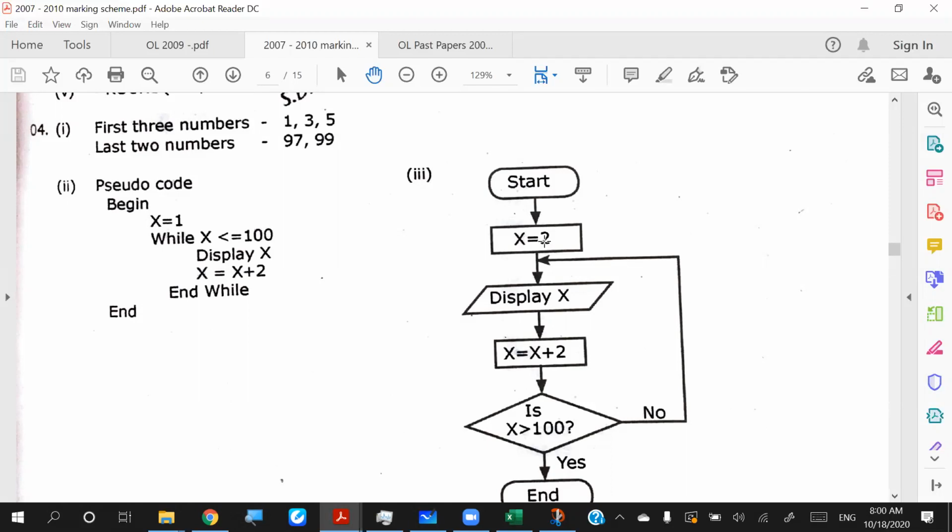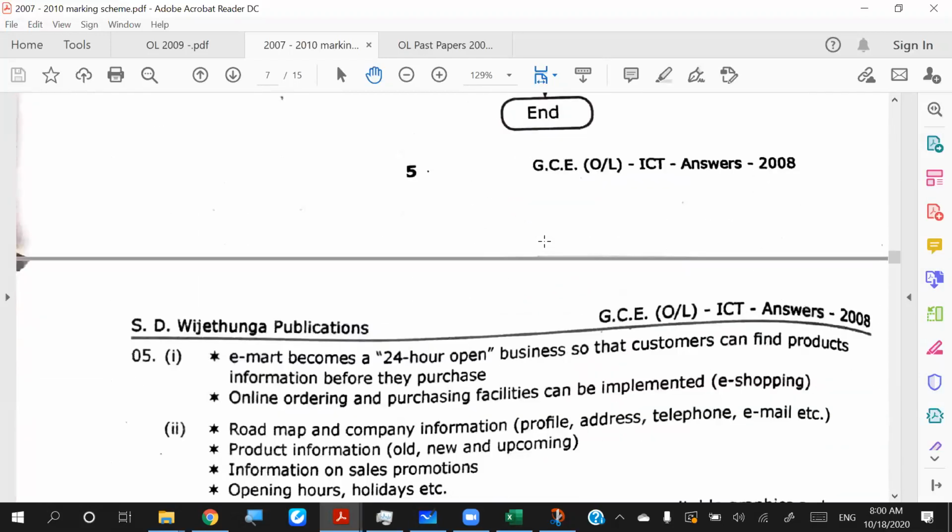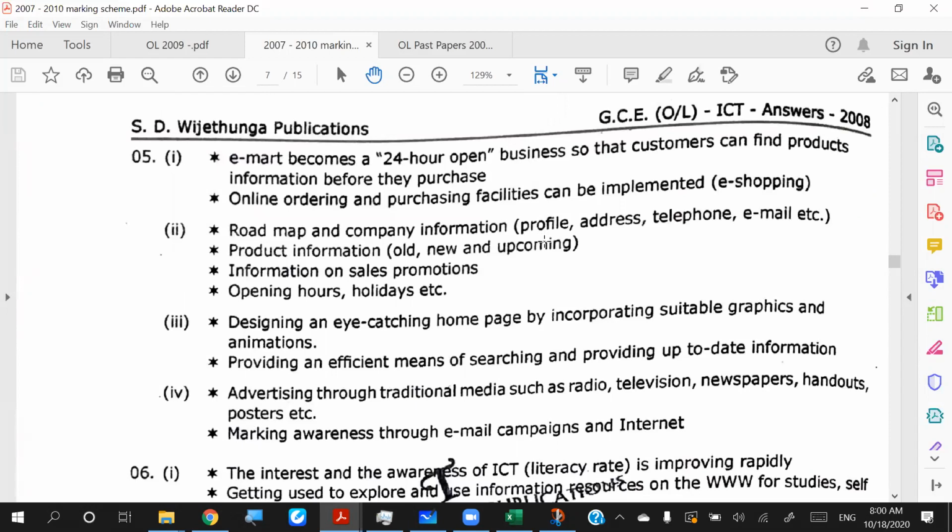Okay, so moving forward, anyone who has done the 5th question? Right, okay, so here we are going to discuss that.